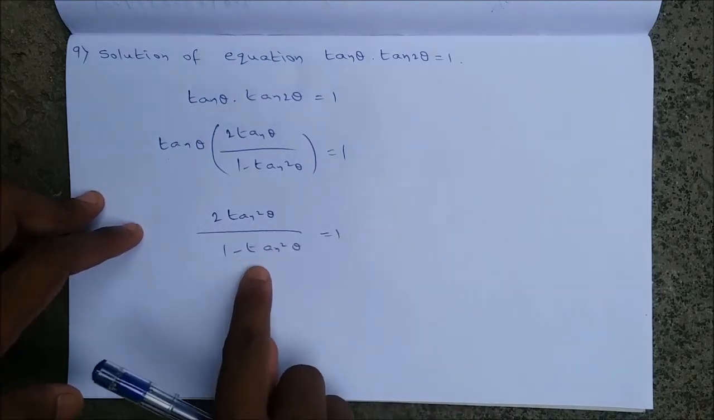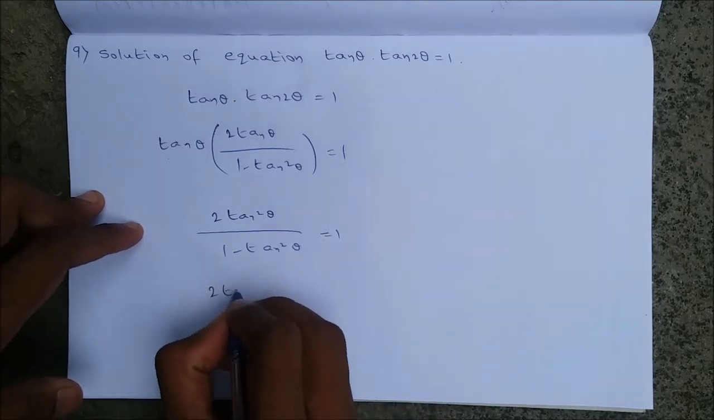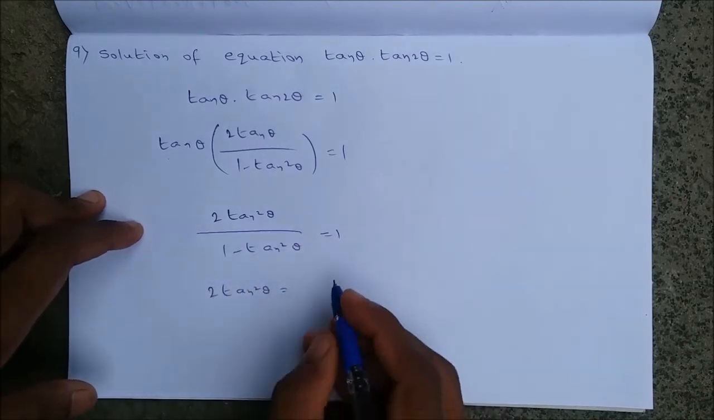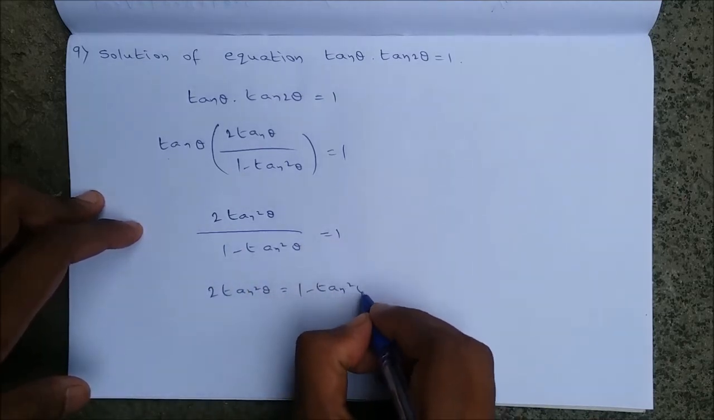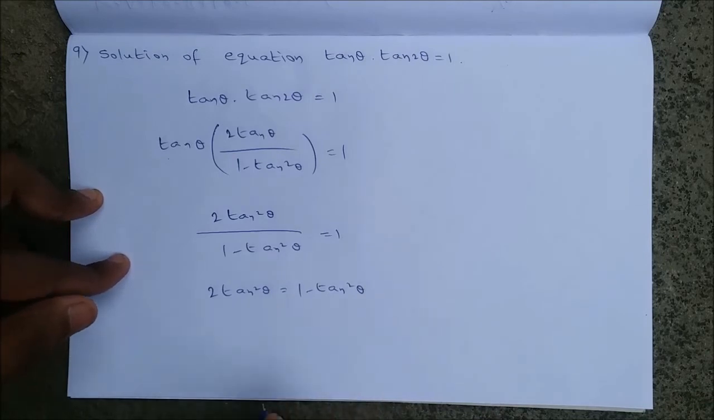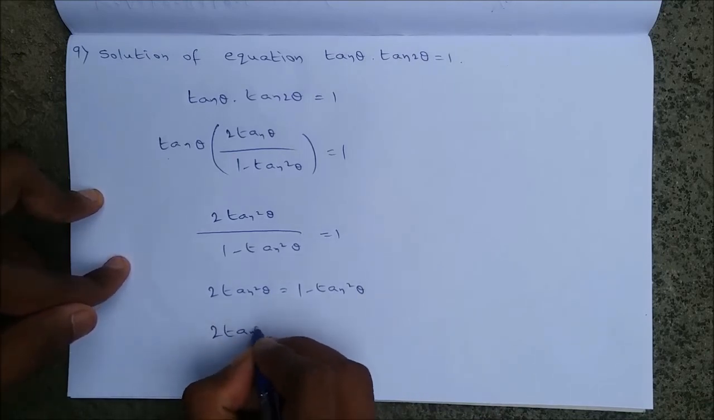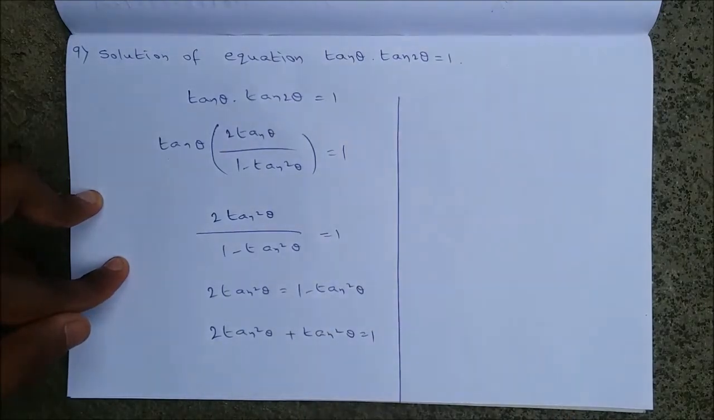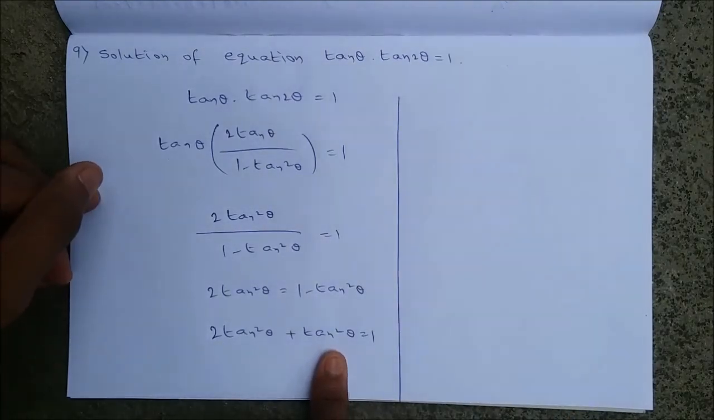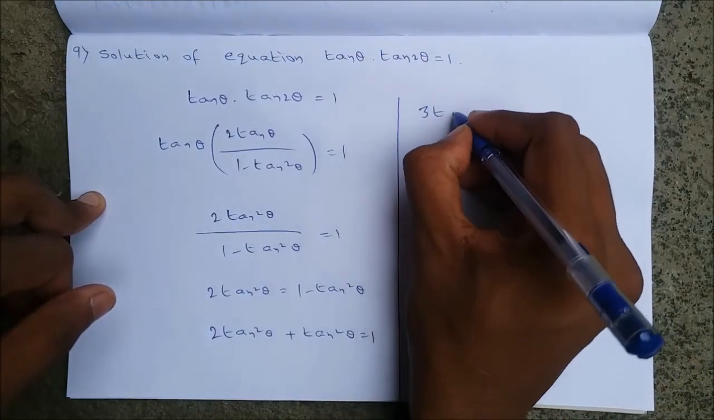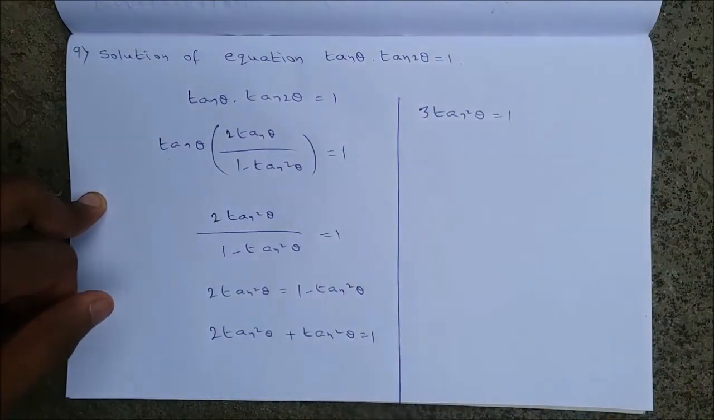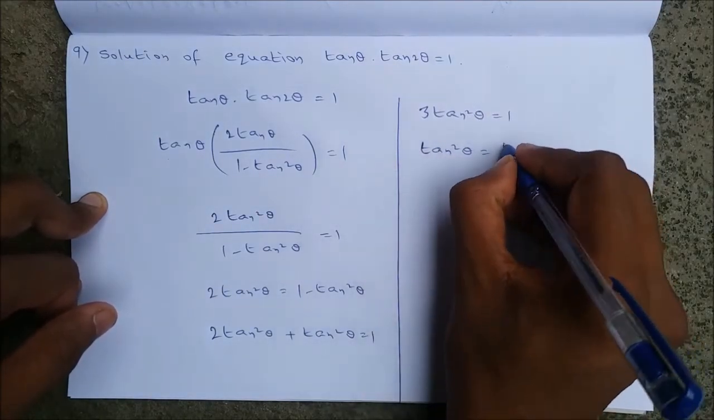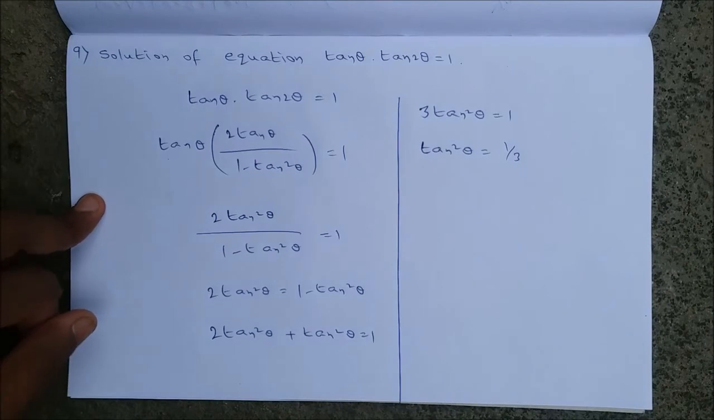This total denominator I will take to the right side. So we get 2 tan square theta equals 1 into 1 minus tan square theta, that is 1 minus tan square theta. This minus tan square theta I will bring to the left side. So we get 2 tan square theta plus tan square theta equals 1. 2 tan square theta plus tan square theta is nothing but 3 tan square theta equals 1. This 3 I will take to the right side. So we get tan square theta equals 1 by 3.